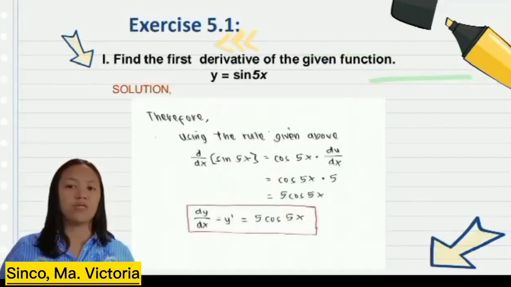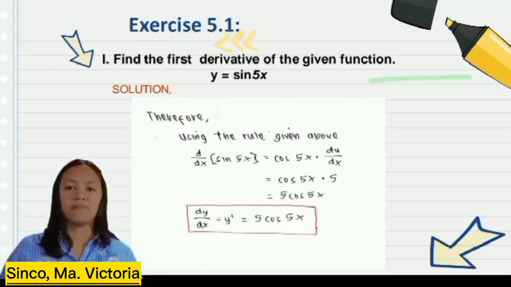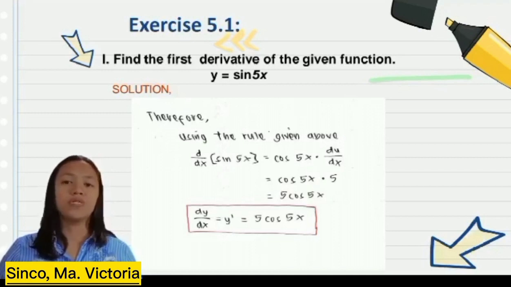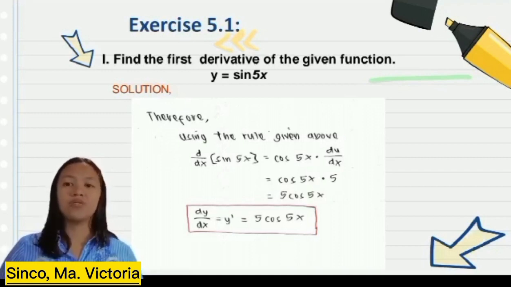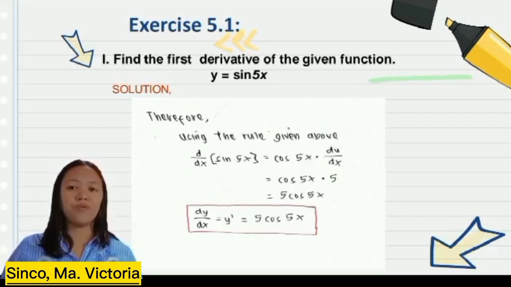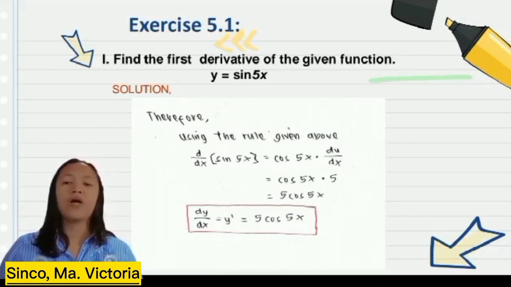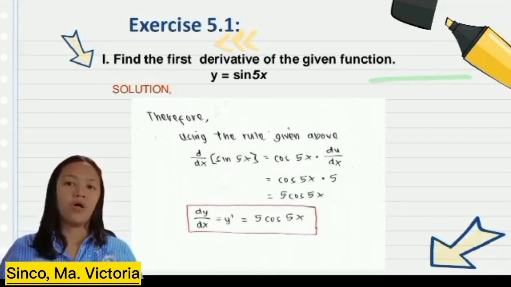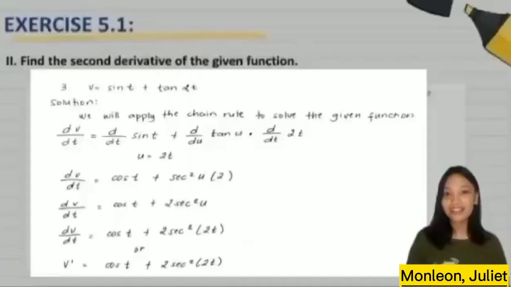Therefore, using the rule given above, the derivative of sin 5x is equal to cos 5x times the derivative of u with respect to x. Substituting the value of the derivative of u with respect to x, we have cos 5x times 5, which is 5 cos 5x. So the derivative of y equals sin 5x is 5 cos 5x.